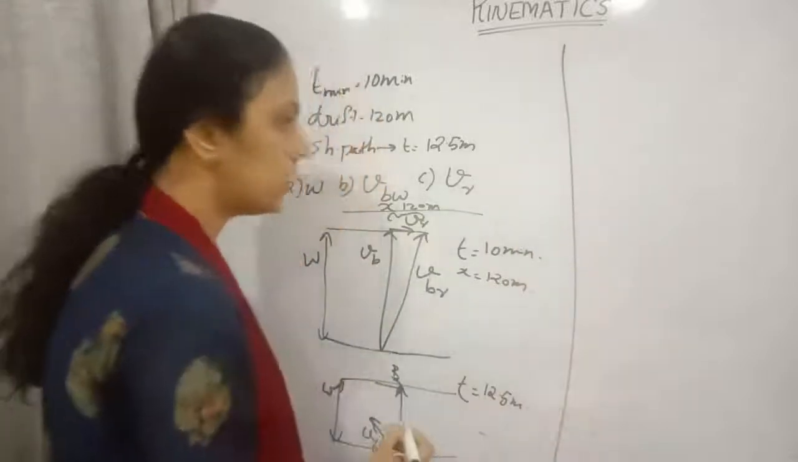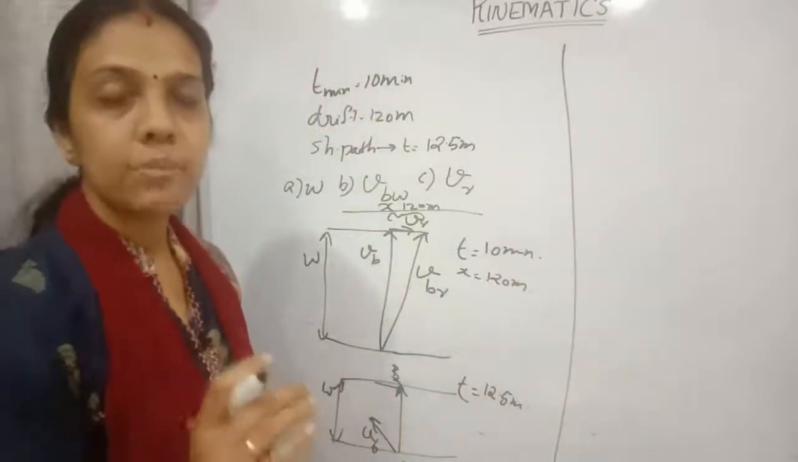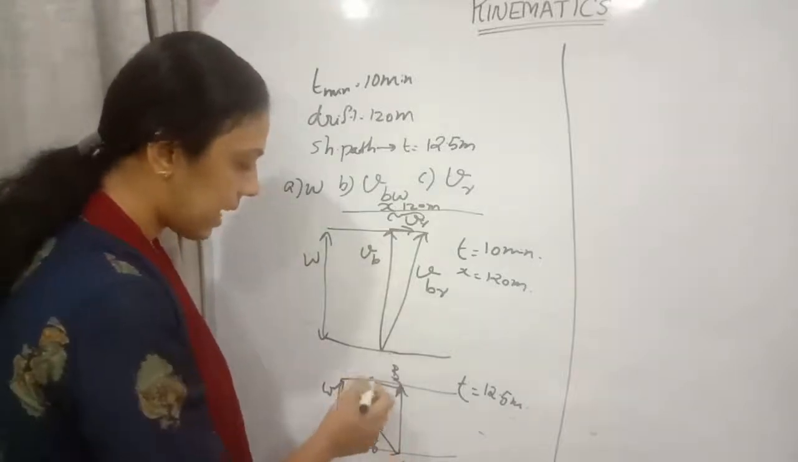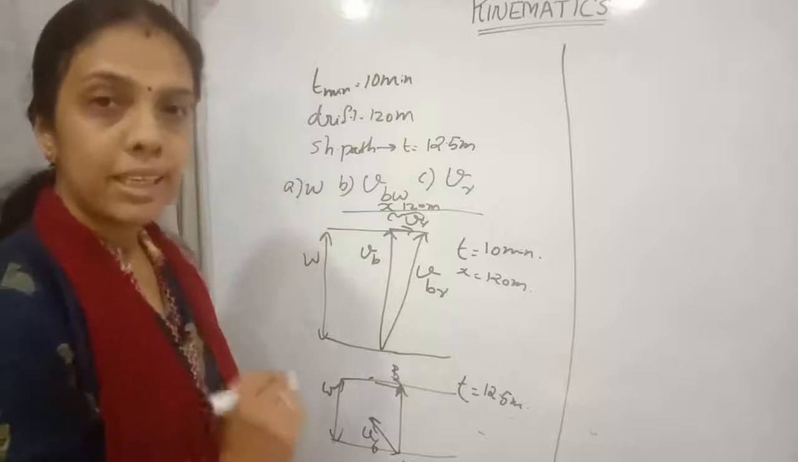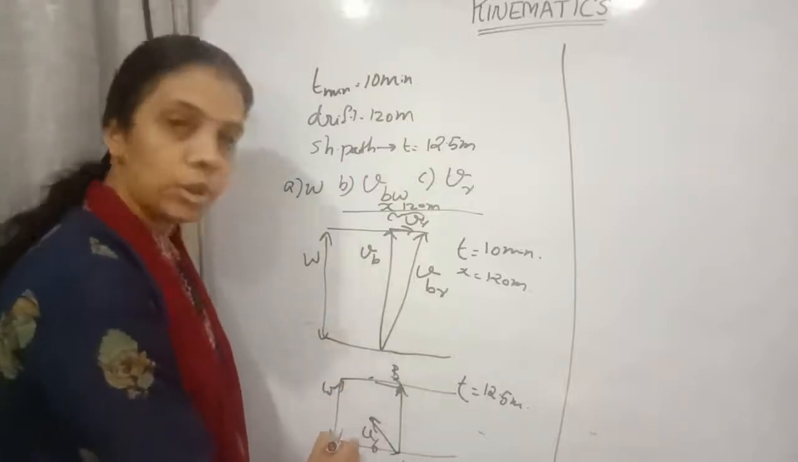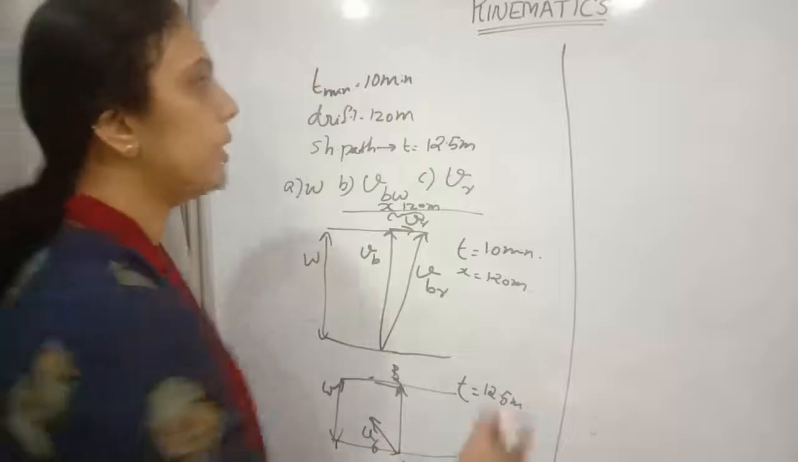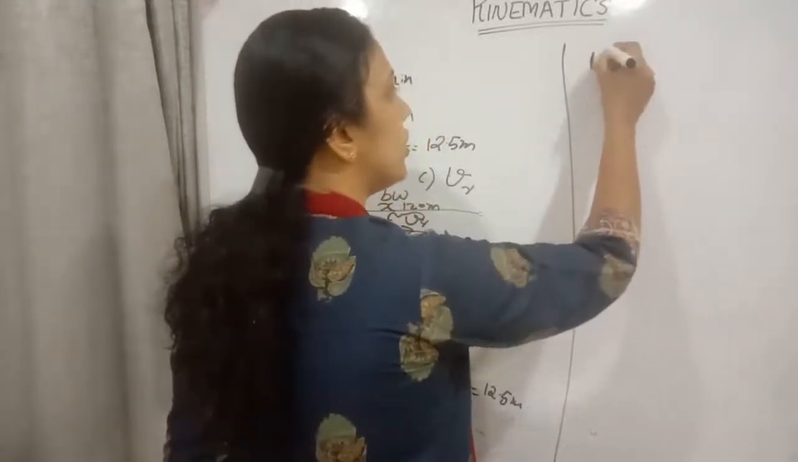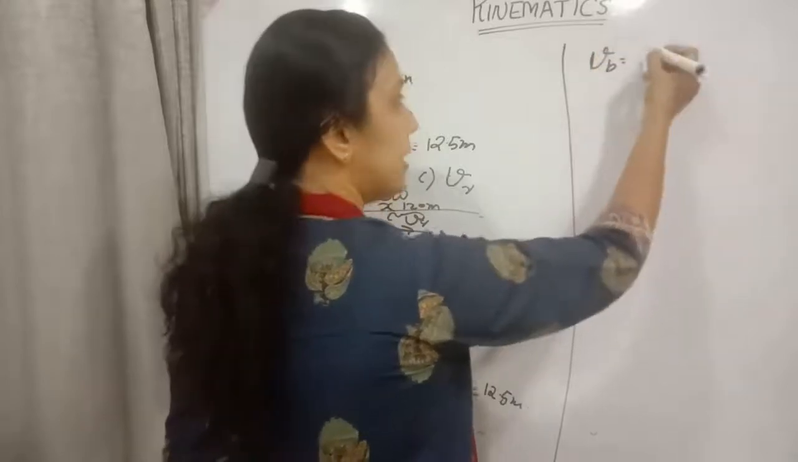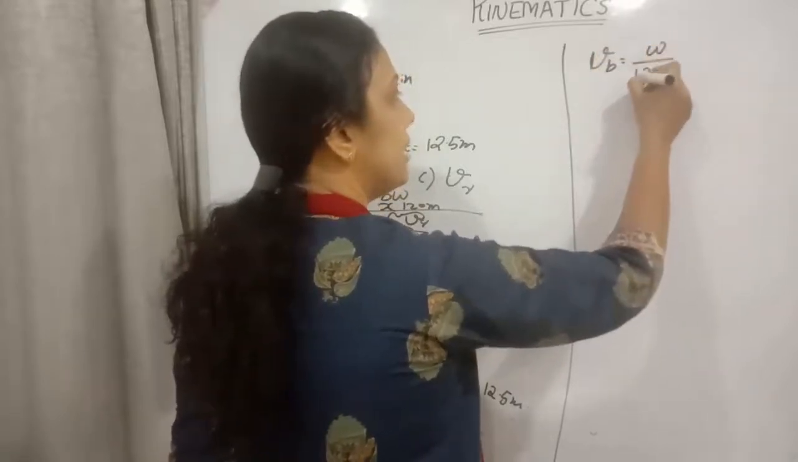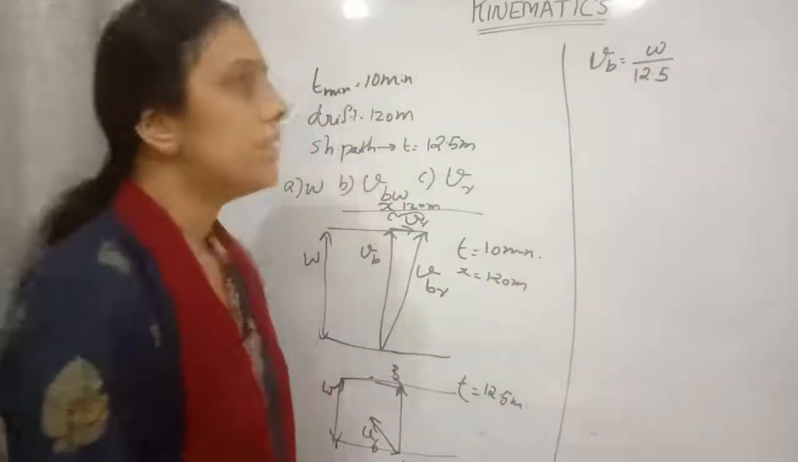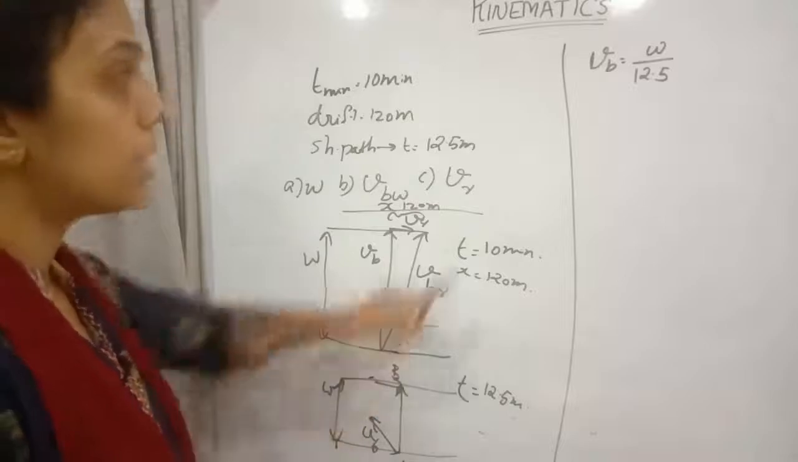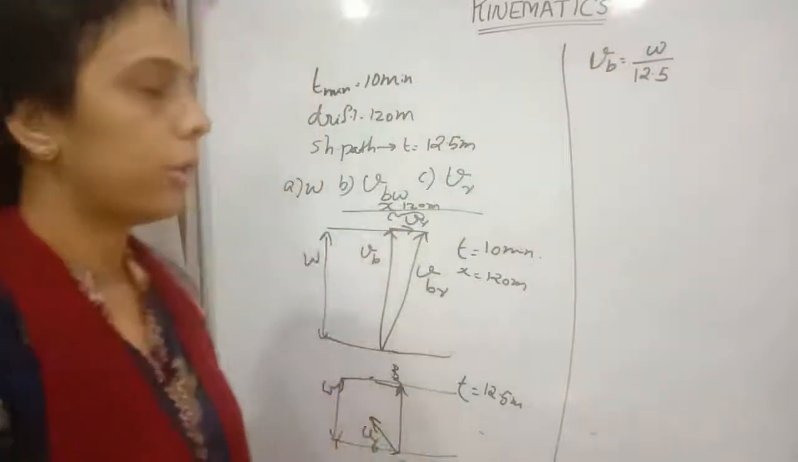How can we find it out? Velocity equals displacement divided by time, right? So when he is traveling from here to here, what will be the displacement? Displacement will be equal to the width of the river only, right? So using this equation, velocity of the boat will be equal to displacement divided by time, that is W divided by 12.5.